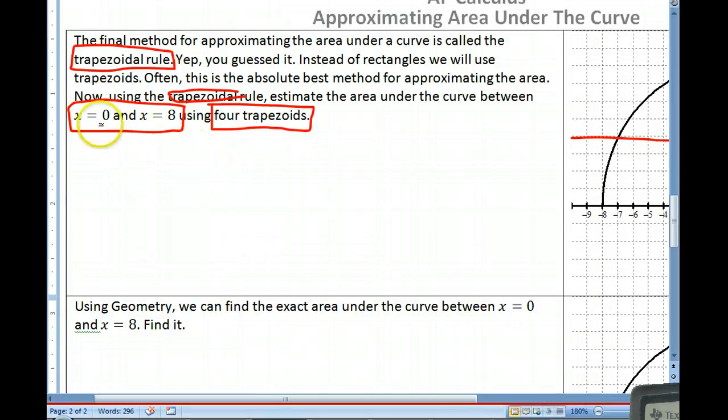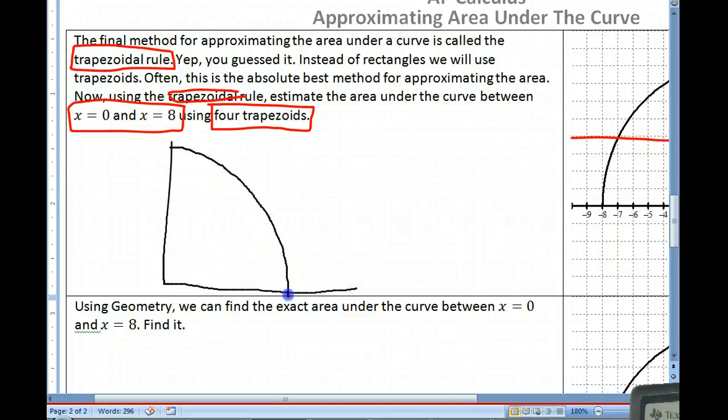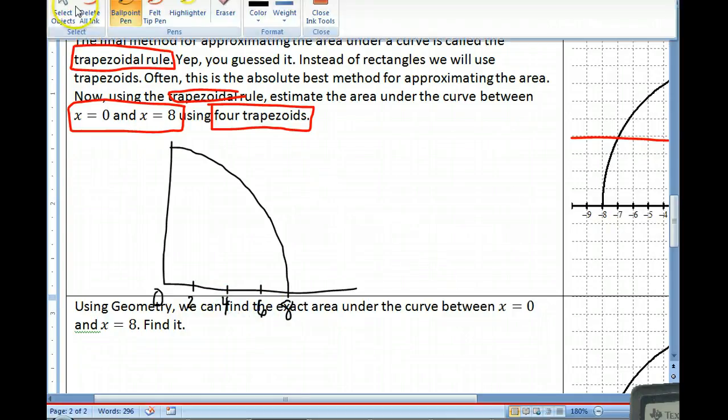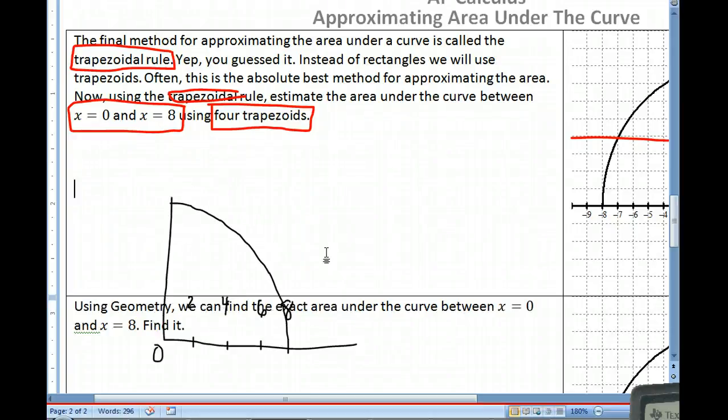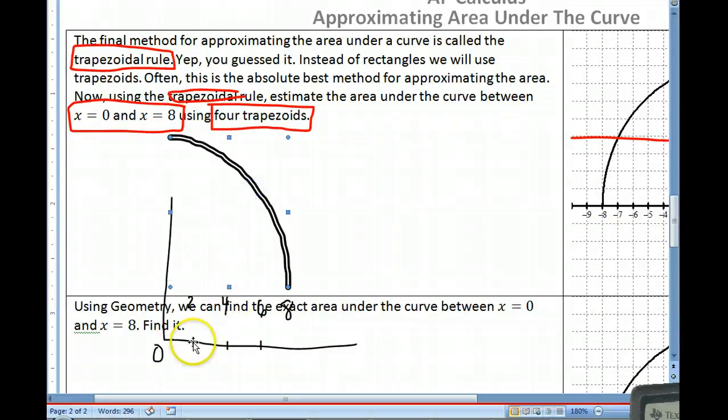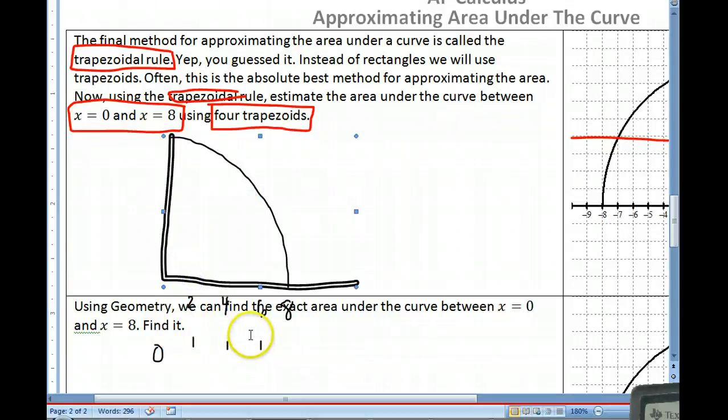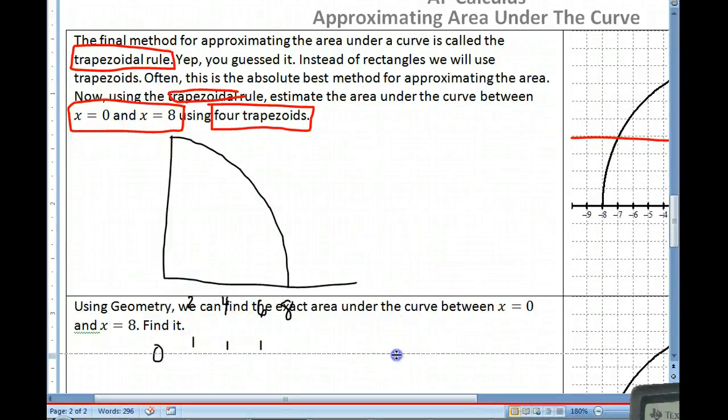I'm only going to be in the first quadrant, so I'm going to draw like this. This is 8. This is 0. I need to break it into 4 trapezoids, so it's going to be 2, 4, 6.